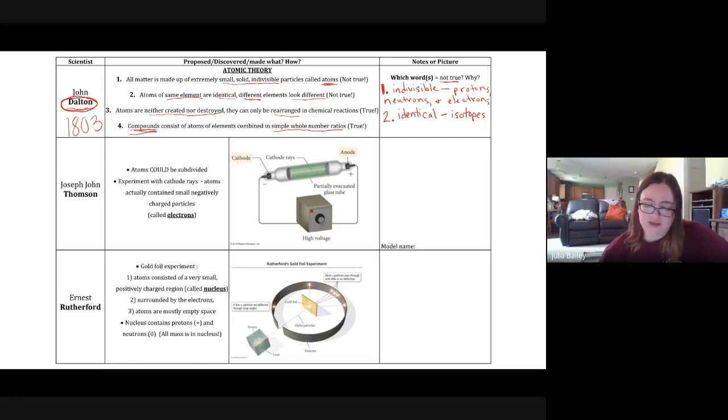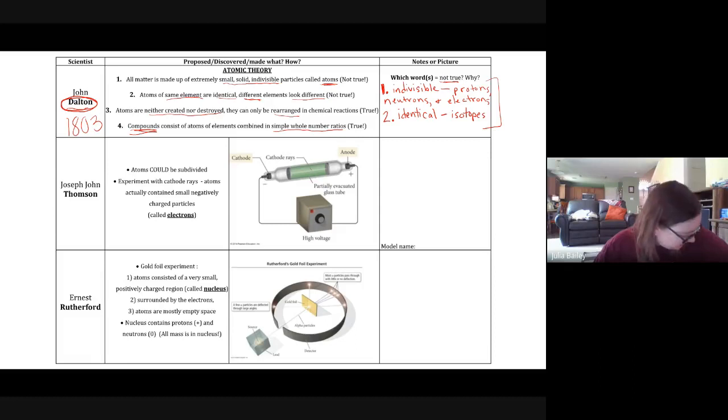Enjoy. Okay, so yeah, Dalton had these 4 postulates. You'll need to know what they are. Those keywords that I underlined are the key to making sure that you are able to recognize those 4 postulates, and definitely know which ones were not true and why. All important toward this unit.